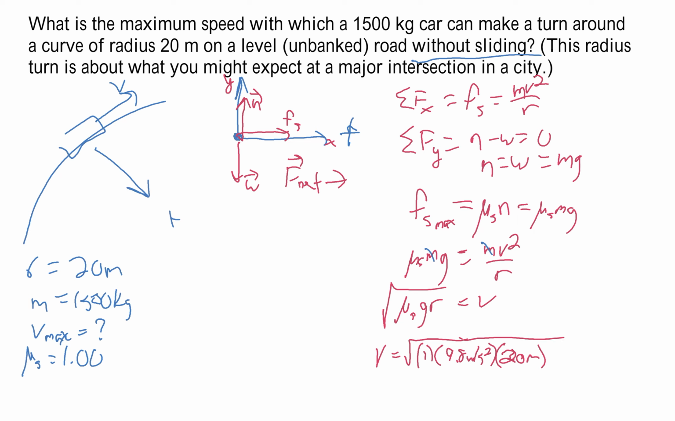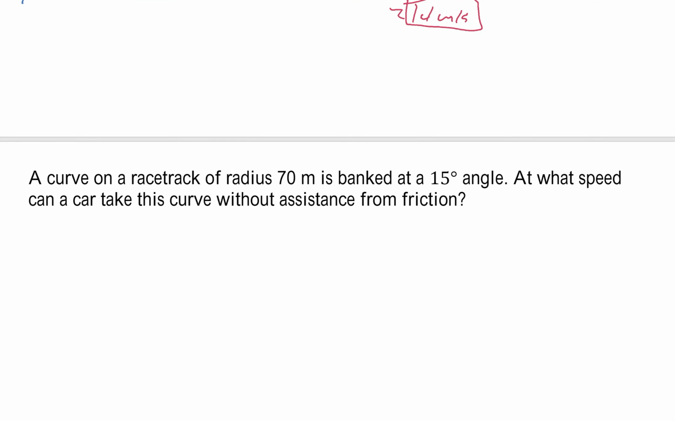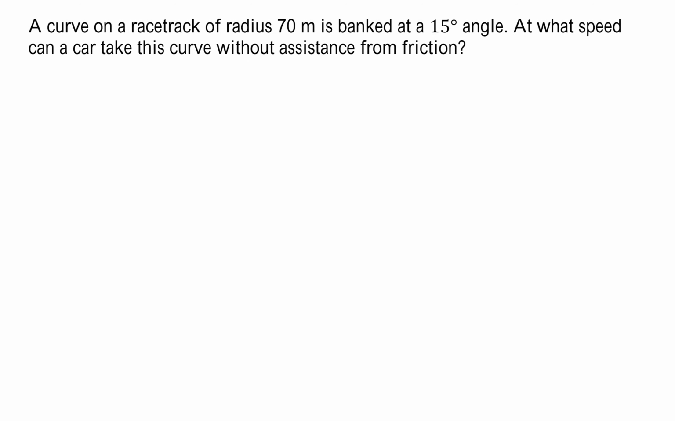Okay, and when I plug all that in, I wind up with, after significant figures, 14 meters per second, and that's it. Done. So we can go 14 meters per second around this standard curve at a major intersection in a city. Double it and add a little, probably about 30 miles an hour. I don't think that would be very safe in a major city, but you can go about that fast.